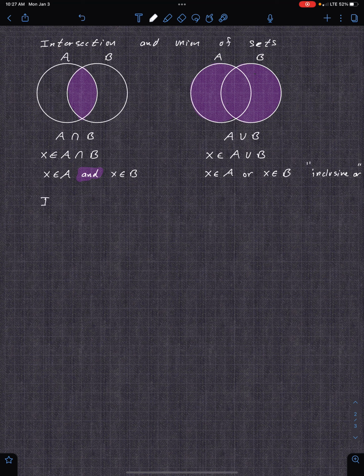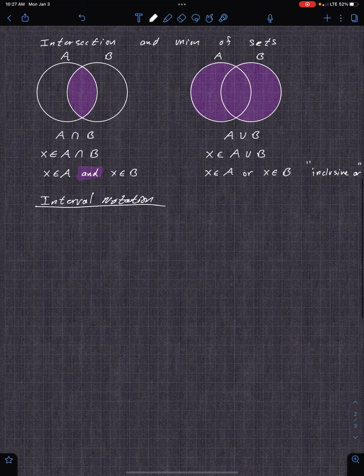So let's look at interval notation. Interval notation is something that all books like to do from the beginning. It's not always the best way to describe it, but this is specifically for sets of real numbers. So it's specifically sets of real numbers, and breaking up the number line.